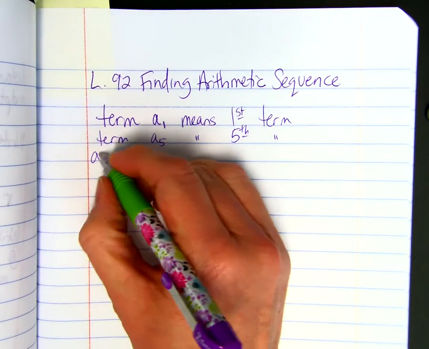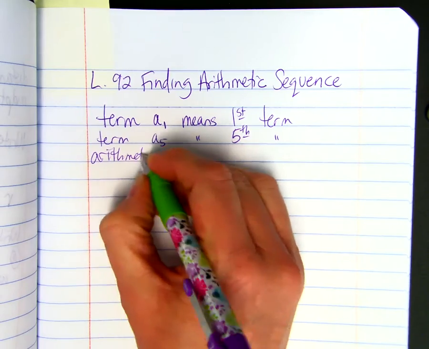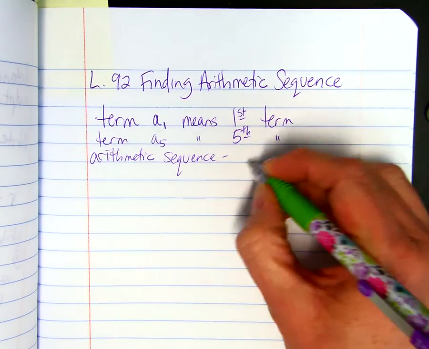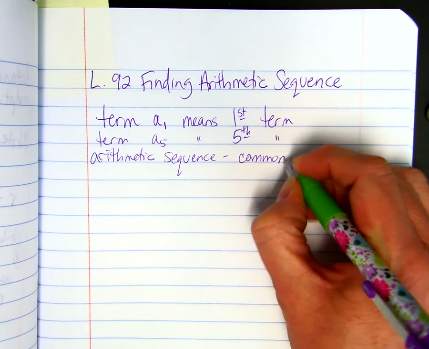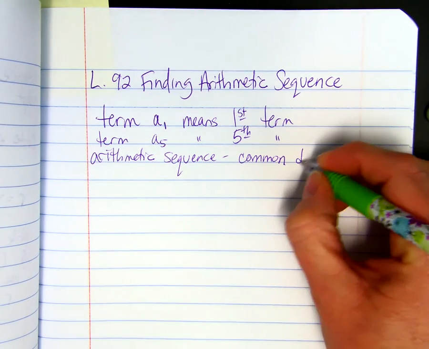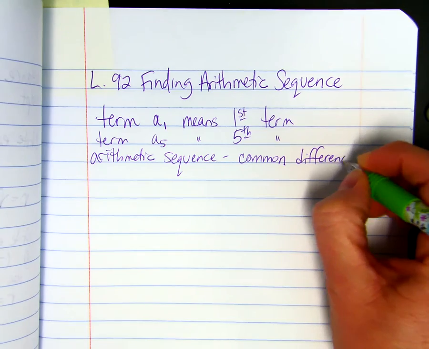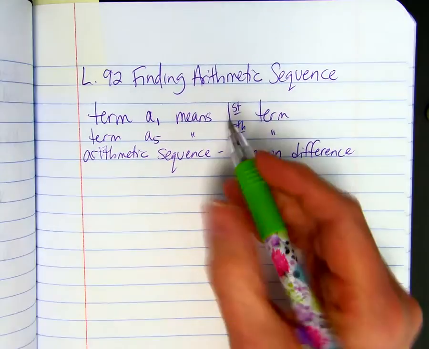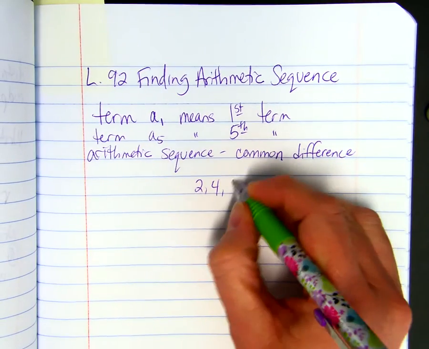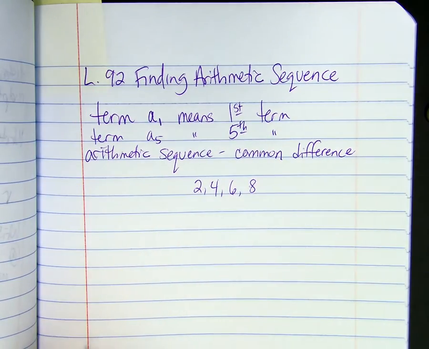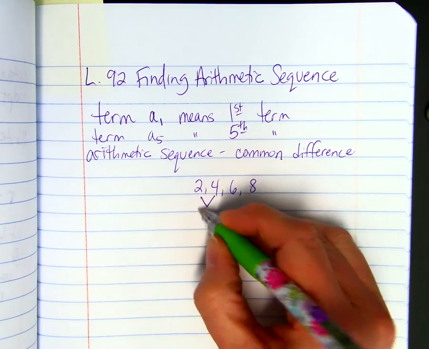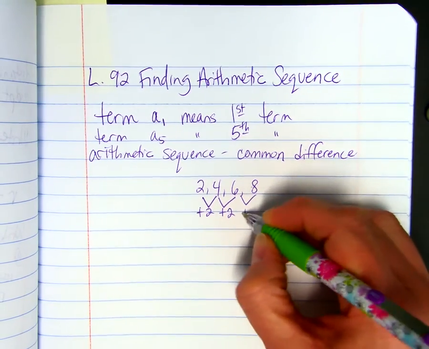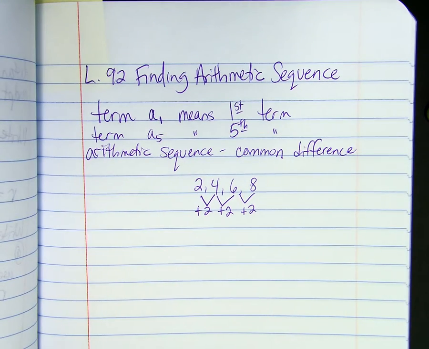So an arithmetic sequence has a common difference. That means between two terms in the sequence, there's going to be a common difference. So for instance, if I have this arithmetic sequence 2, 4, 6, 8, the common difference is plus 2. So 4 minus 2 is 2, 6 minus 4 is 2, 8 minus 6 is 2.